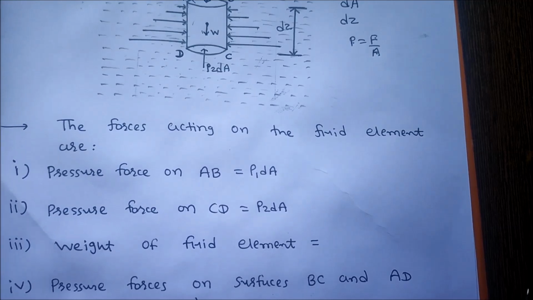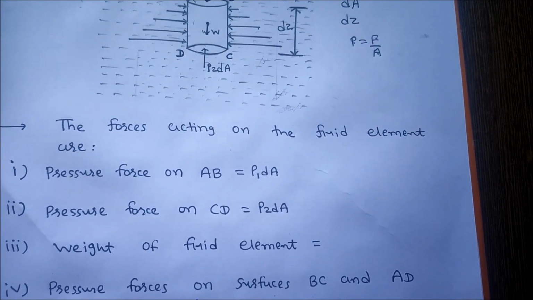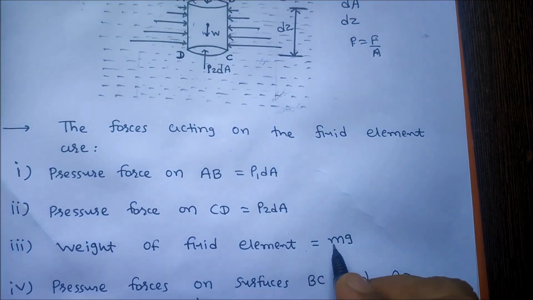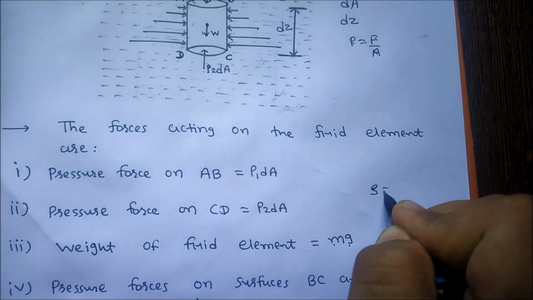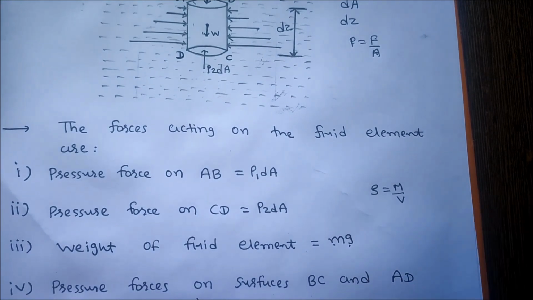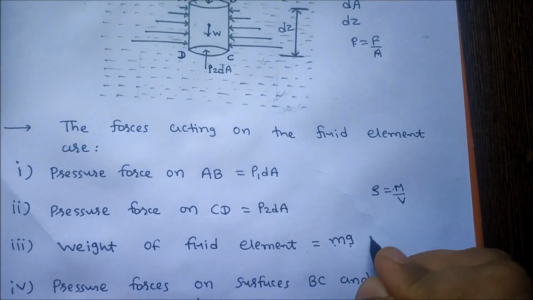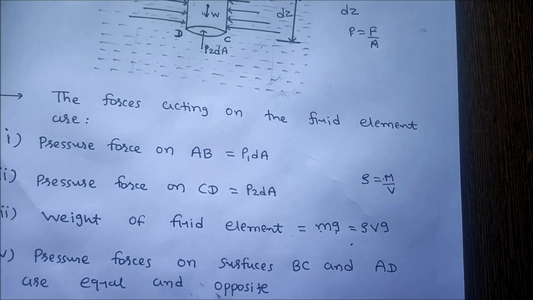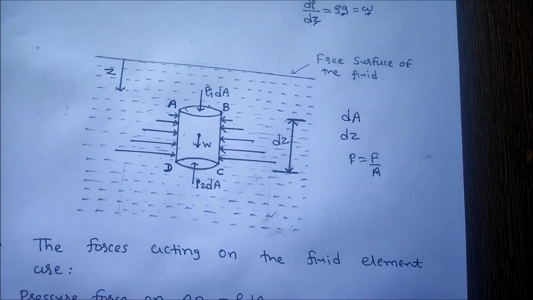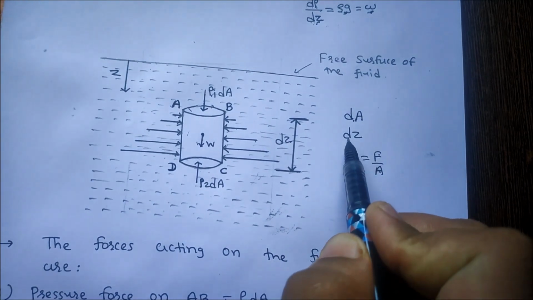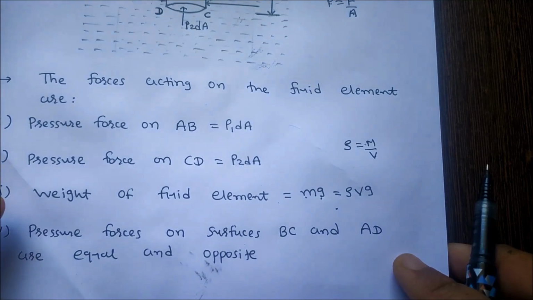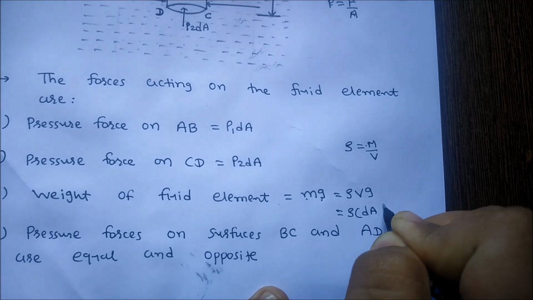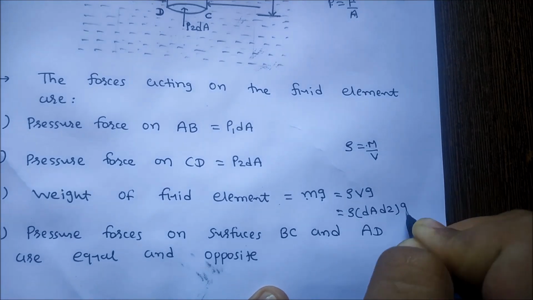Weight of the fluid element: we know that weight means mass of fluid multiplied by acceleration due to gravity. So weight of the fluid element is mg. We know that density is equal to mass per unit volume, so mass is equal to density multiplied by volume. So rho into V into g. Here volume is area multiplied by height, so area is dA and height is dz. So weight of the fluid element is rho, and instead of volume we can write dA multiplied by dz, into g.